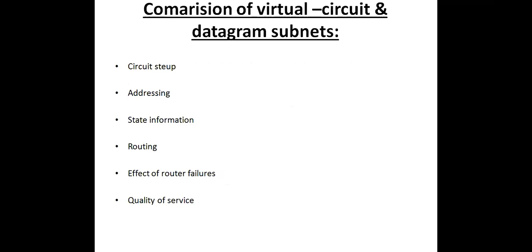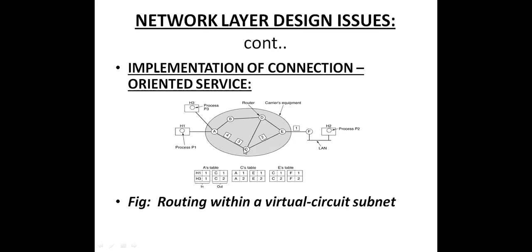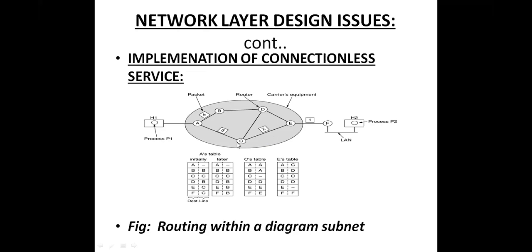And these are the differences between virtual circuit and connectionless, as I told you, the effect of router failure. In the case of connection oriented, if one router fails, the entire setup fails. In the case of connectionless, if one router fails, we can make use of another route. Router failure is not a problem in connectionless.